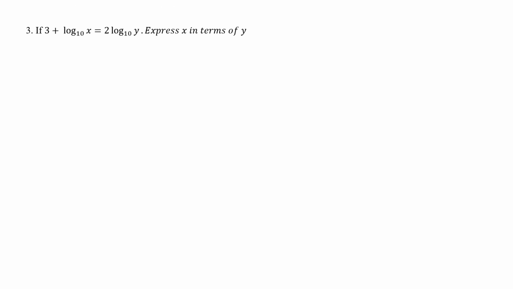So number three, if 3 plus log of x base 10 is equal to 2 log of y base 10, express x in terms of y. So we are going to find ways of writing the left hand side of the equation as a single log, and also on this side we are going to make the 2 come back there, such that even on the right hand side we have a single logarithm. So the 3 on the left hand side is being multiplied by a 1. The 1 is log of 10 base 10.